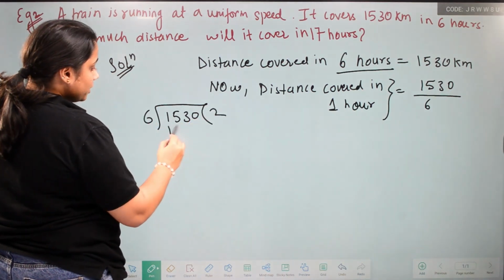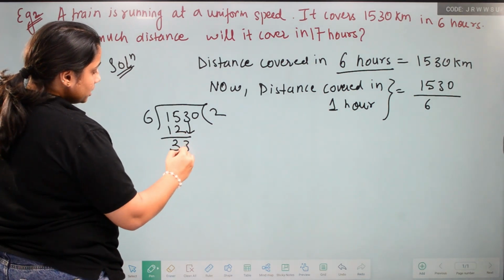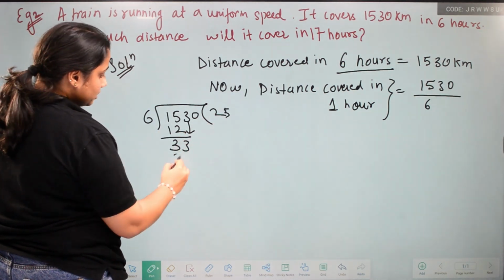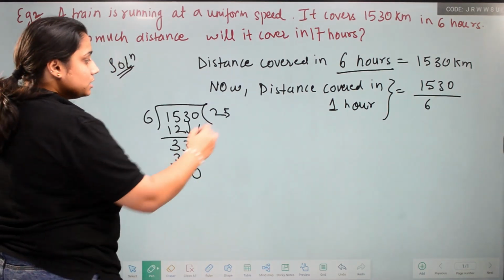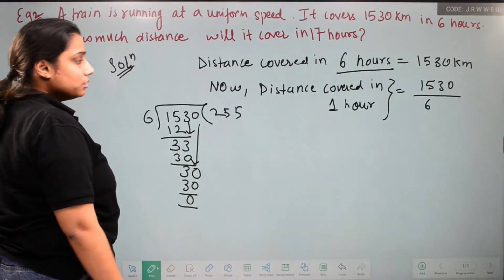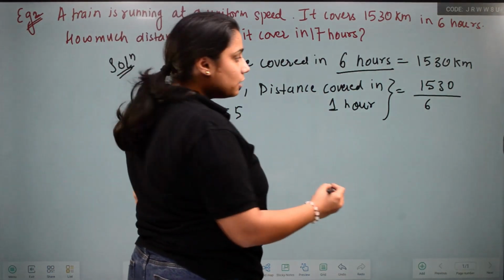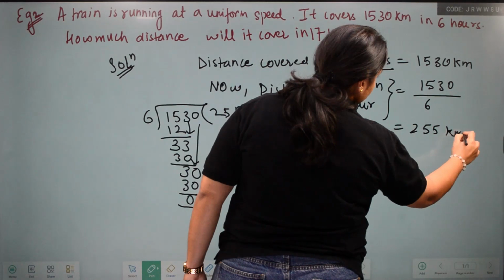6 into 2 is 12. 15 minus 12 is 3. Bring down this 3. 6 into 5 is 30. We got 3. Bring down this 0. 6 into 5 is 30. We got 0 remainder. So the distance covered in 1 hour will be equal to 255 kilometers.